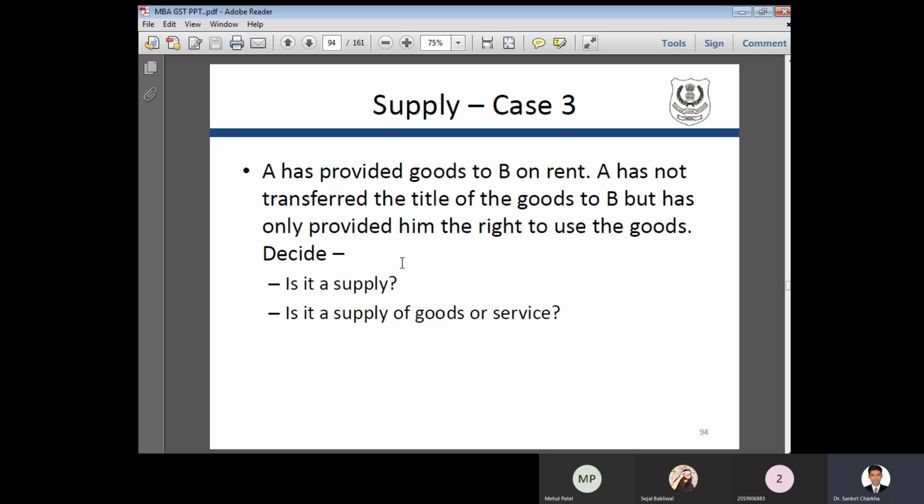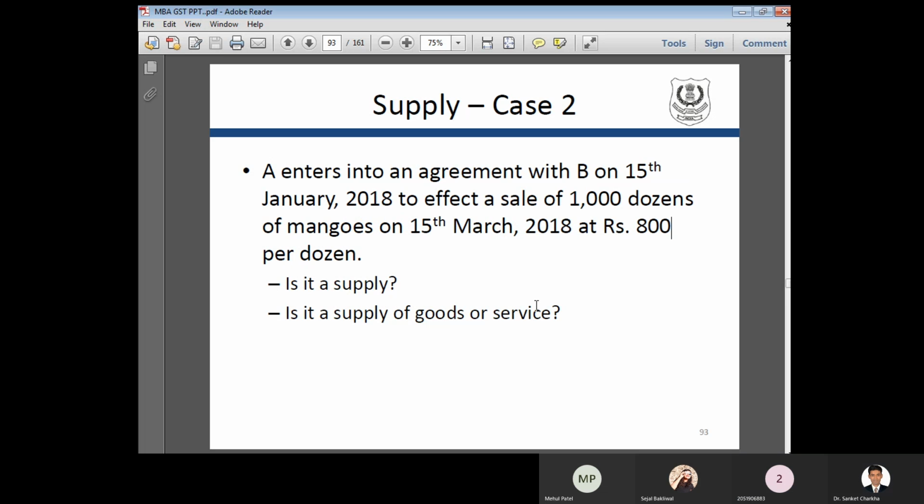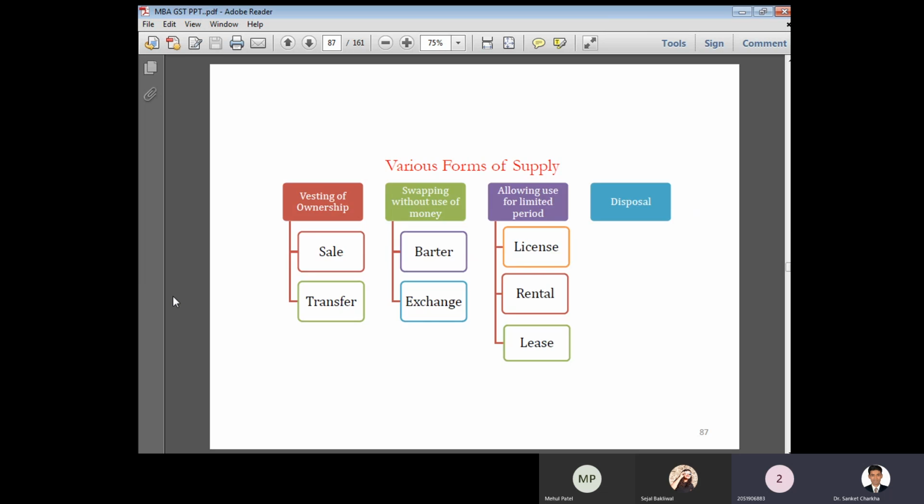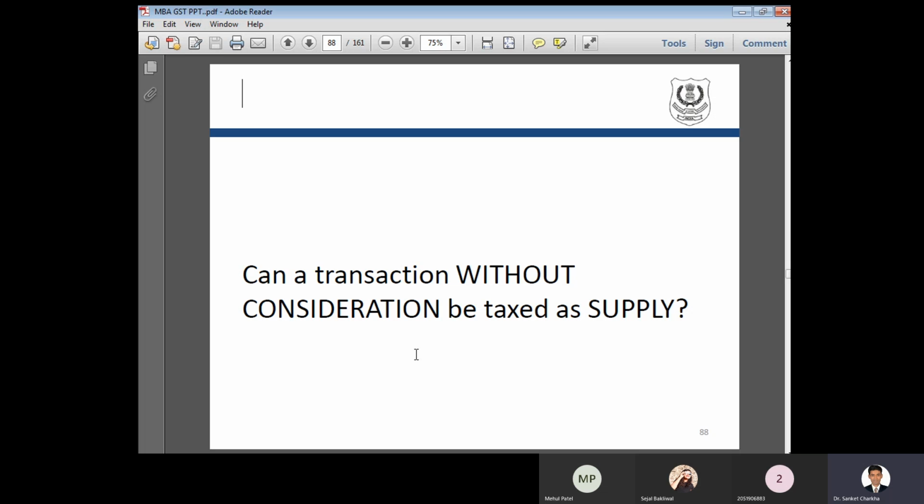A has provided goods to B on rent. ठीक है, यहाँ पे आपने पढ़ा, लेकिन ये क्या है? रेंट क्या है? वेरियस फॉर्म्स ऑफ सप्लाई. सप्लाई है या नहीं है? सप्लाई है, लेकिन एक्चुअल गुड्स का सप्लाई नहीं आता है वो, सो इट इज अ पार्ट ऑफ एन सर्विस.